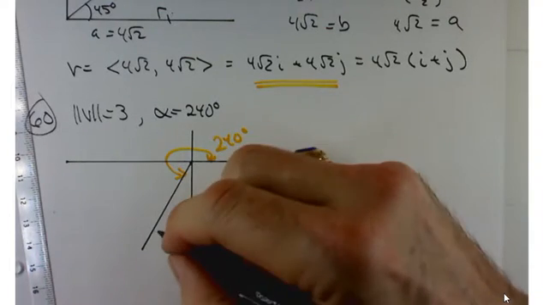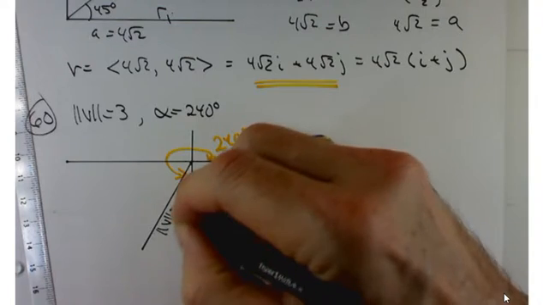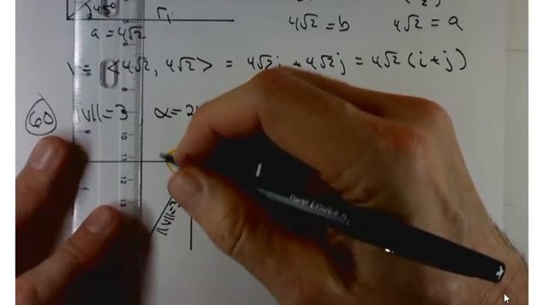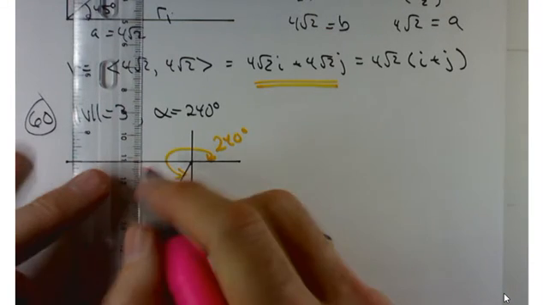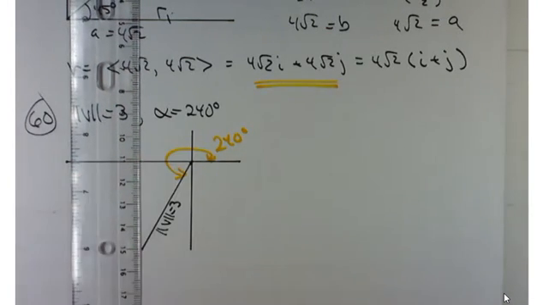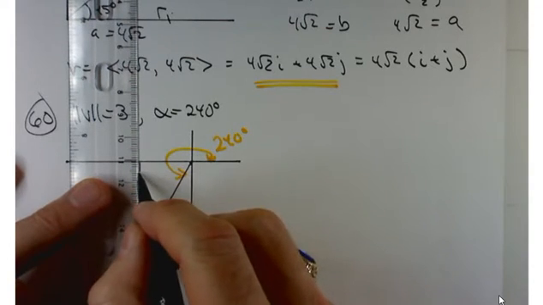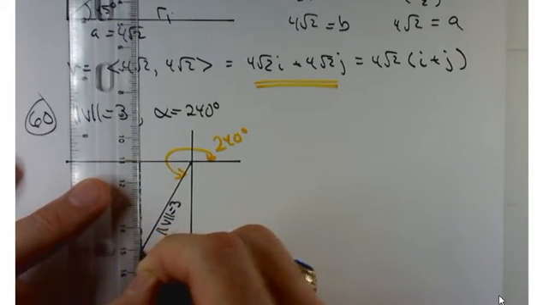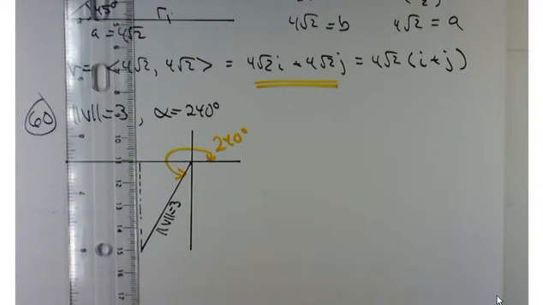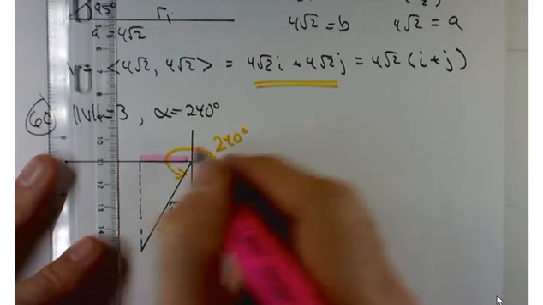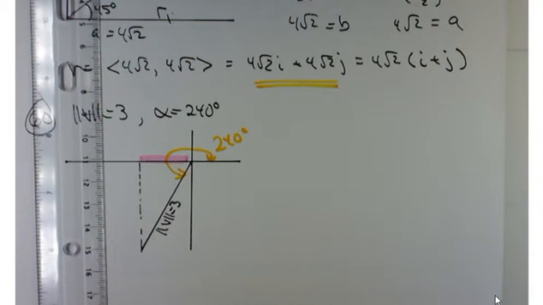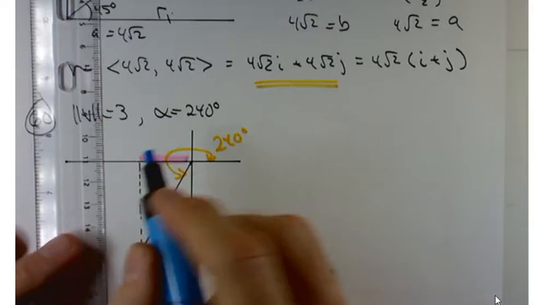The length of this is 3. We need to determine two different things here. We need to determine the length of this side here, call it A, and the other side B. So let me use a little color to demonstrate these. This is going to be A, and we'll do B in blue.